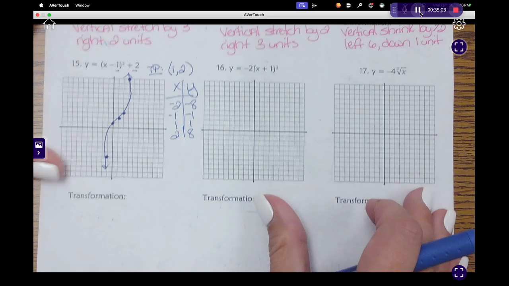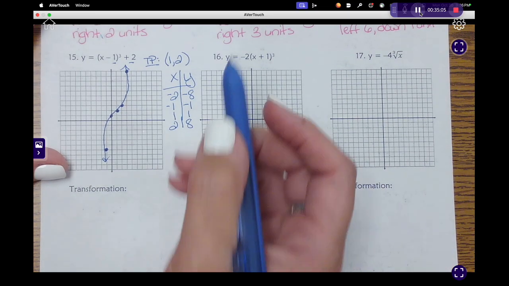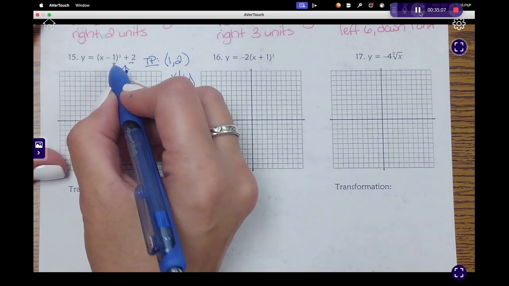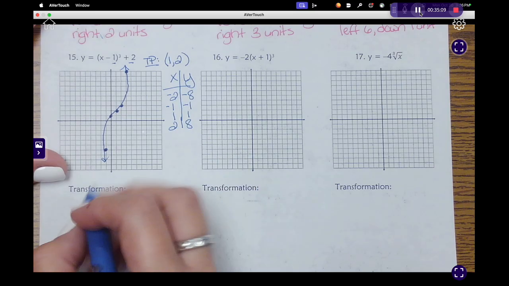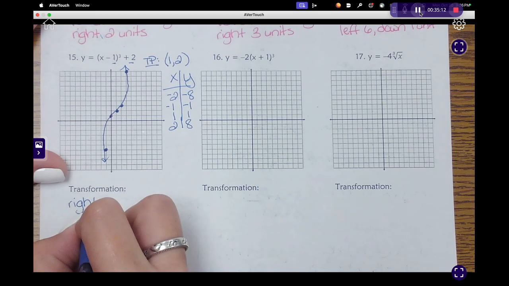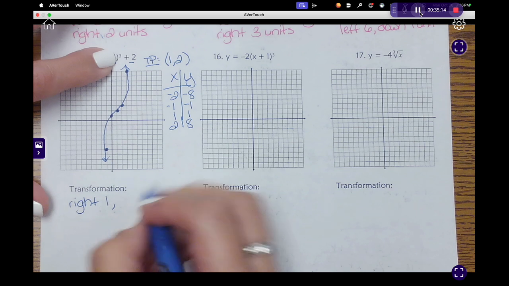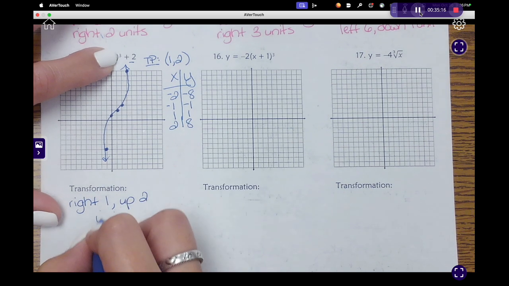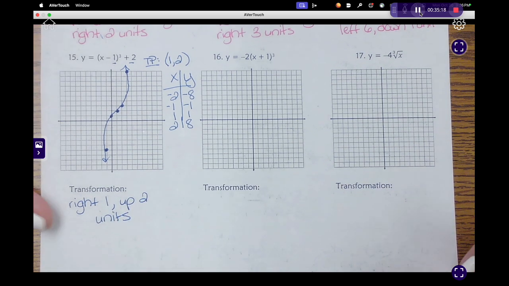Okay, so if I look at that one for the transformation, same concept as what we just did with square roots. The number on the inside is left or right, so this would be right 1 unit. And then on the outside, this would be up 2 units. Okay, same thing for the next one.